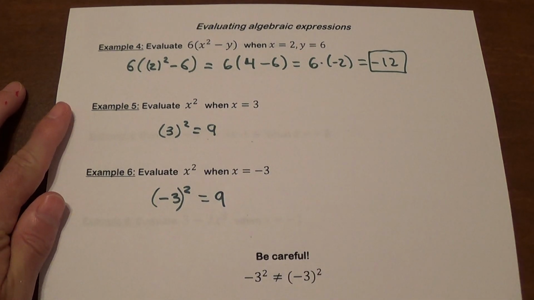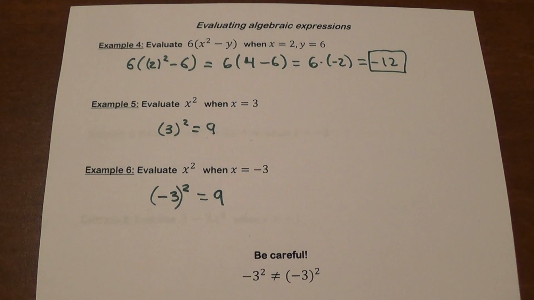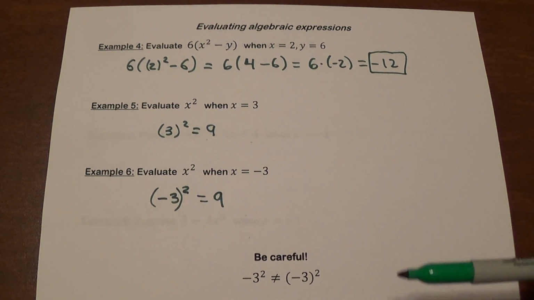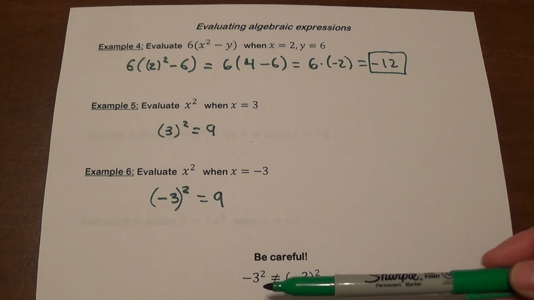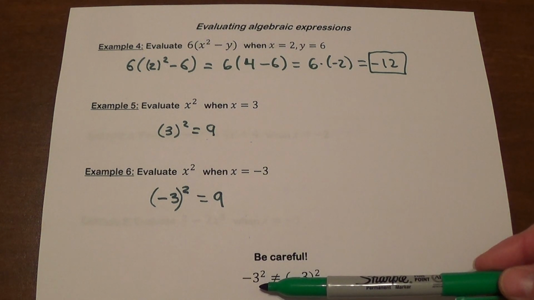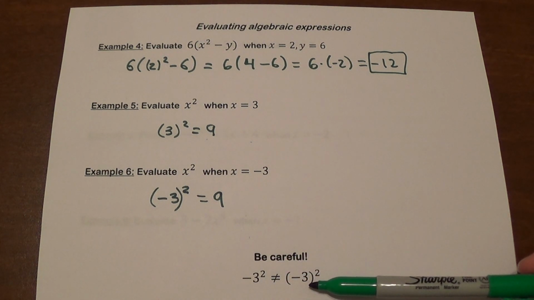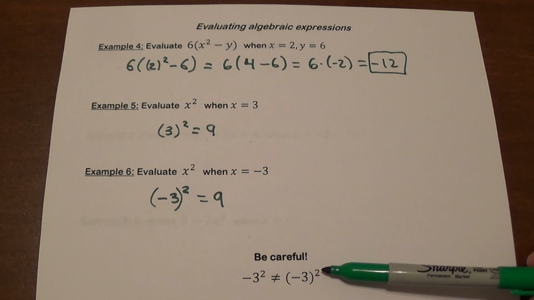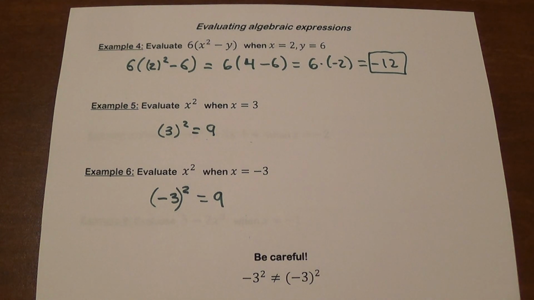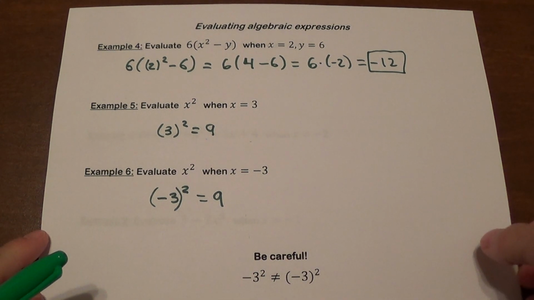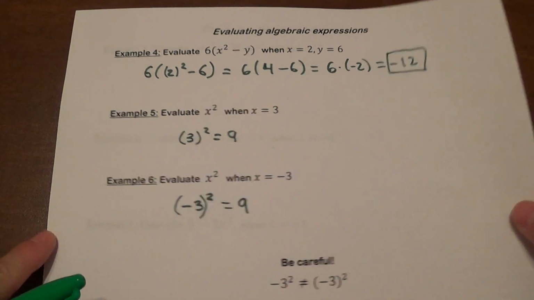I want you to notice what I wrote at the bottom. This is what I was just explaining. If you put negative 3 squared like that, versus negative 3 in parentheses and then squared, these two values are different. They do not equal each other. So you have to be very, very careful. Let's see what I'm talking about.